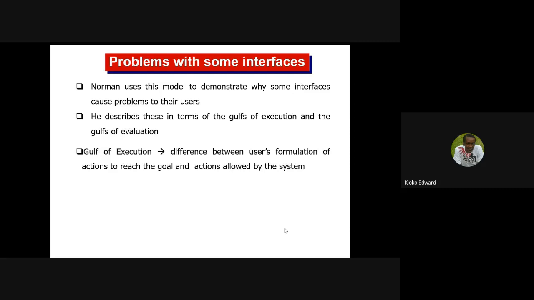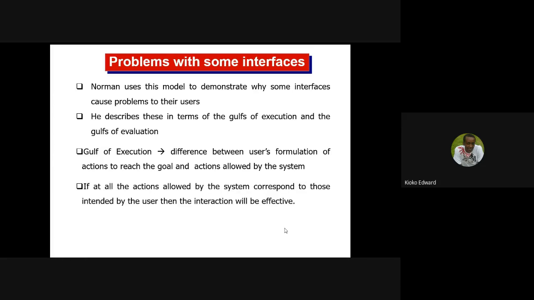Any difference between the actions which the user can use to perform a certain task and those actions allowed by the system, that's what we are calling the gulf of execution. If the actions allowed by the system correspond to those actions intended by the user, then interaction will be very effective from the user's point of view. If I want to copy and I've said that to copy, I select, then right click, then select copy from the pop-up, and the system offers those actions, then that interaction will be very successful for the user.